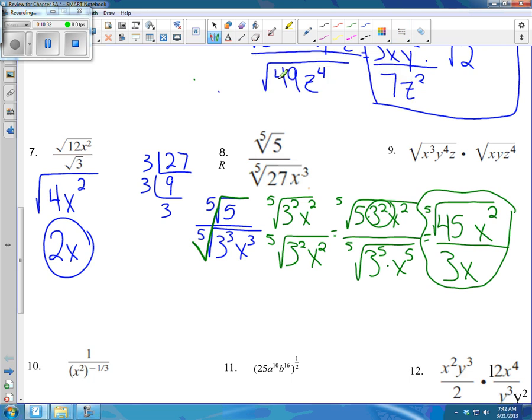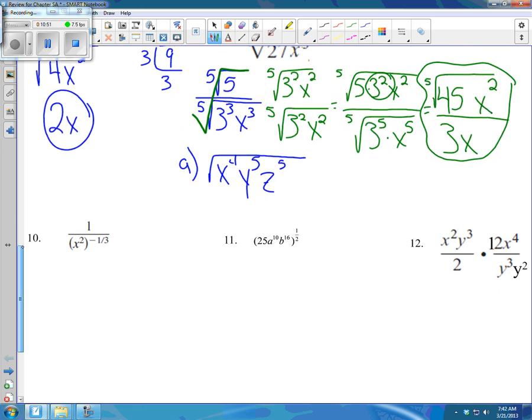The first thing I'm going to do on 9 is, since they're both square roots, so here's number 9, I'm going to put it into 1 square root. So I'm going to combine my x's. That gives me 4 x's, 5 y's, and 5 z's. And what I notice is perfect are the x's. I'm going to go ahead and split up my perfect and my not perfect. So my x's are perfect. Of my 5 y's, 4 of them are perfect, 1 of them's not. And of my 5 z's, the same thing. 4 are perfect and 1's not.